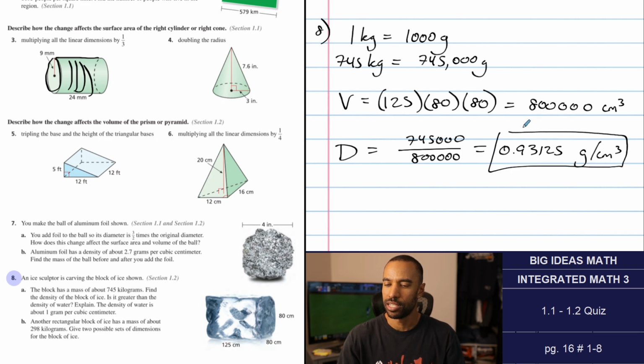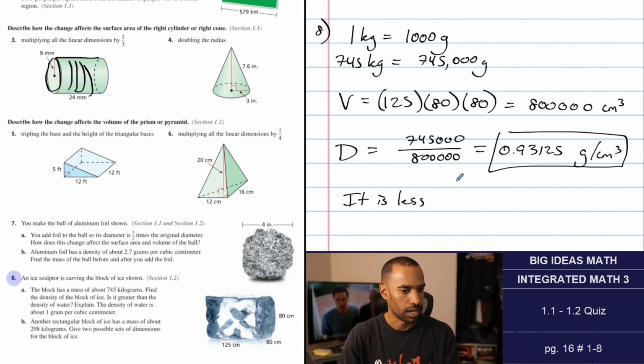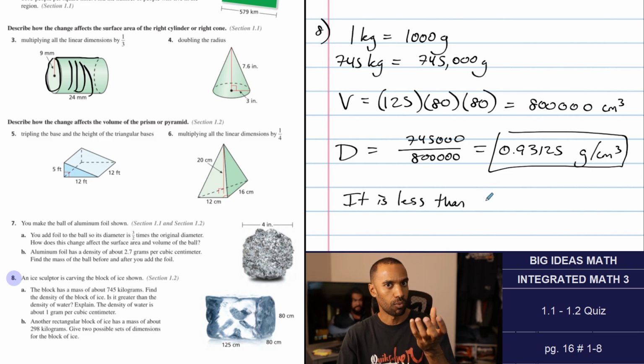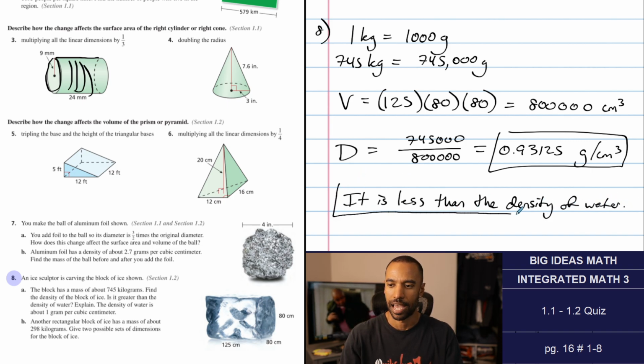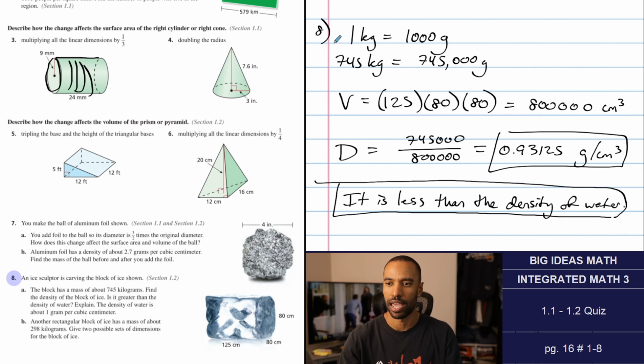Okay, that's the density. And they say the density of water is 1 gram. Is it greater than the density of water? No, it is less than the density of water. This means that this thing would be buoyant. What is it? A block of ice. This block of ice would float in water because it's less than 1. Okay, that's part A.